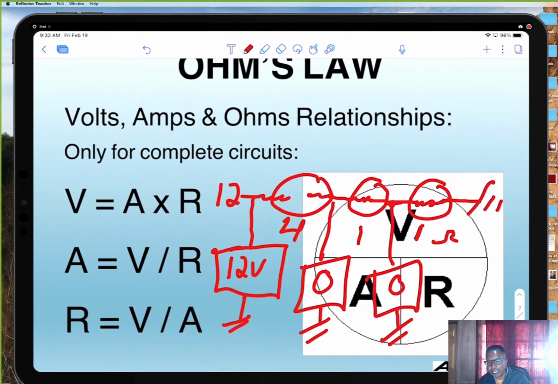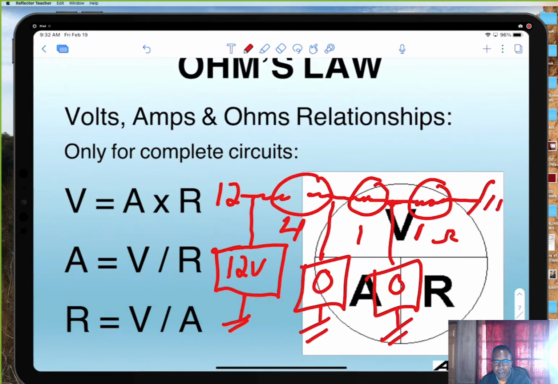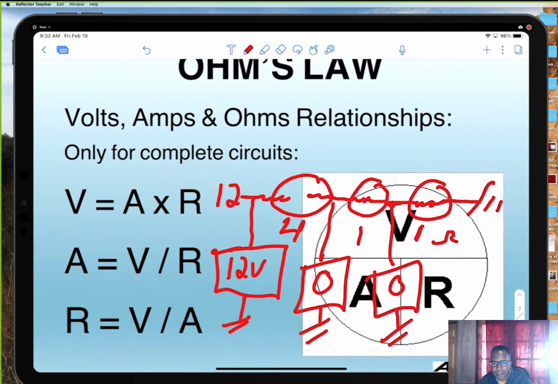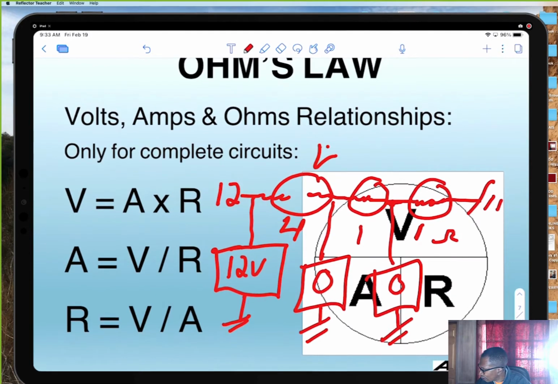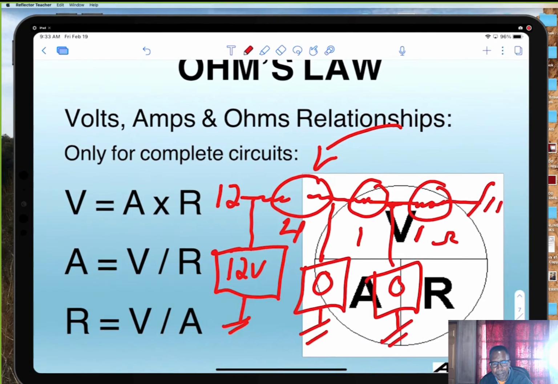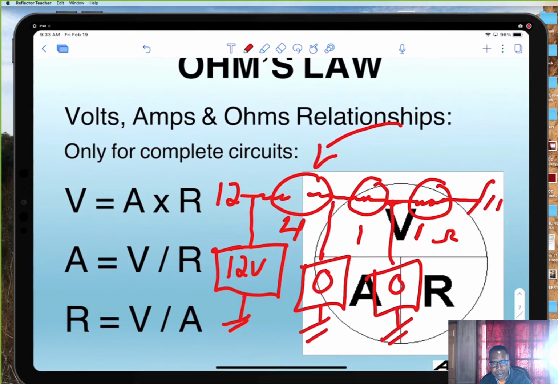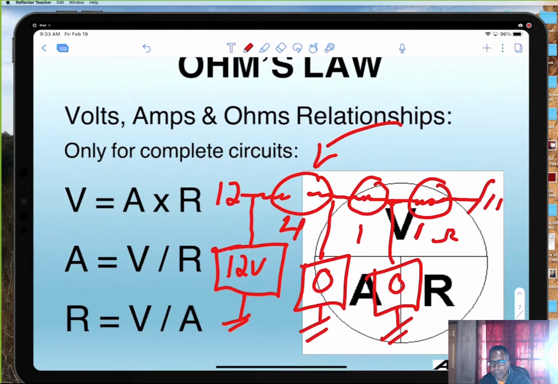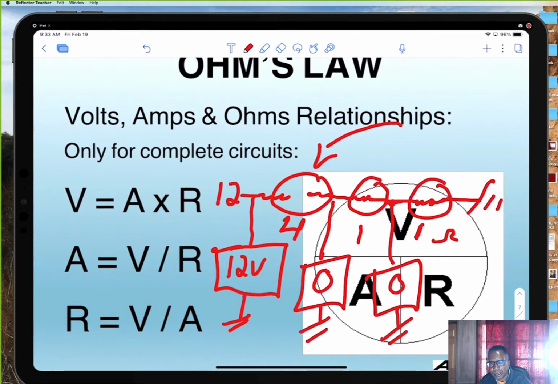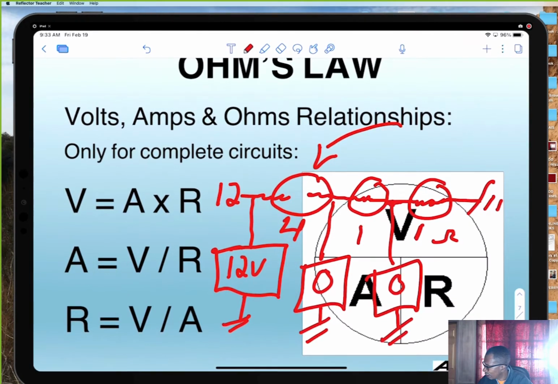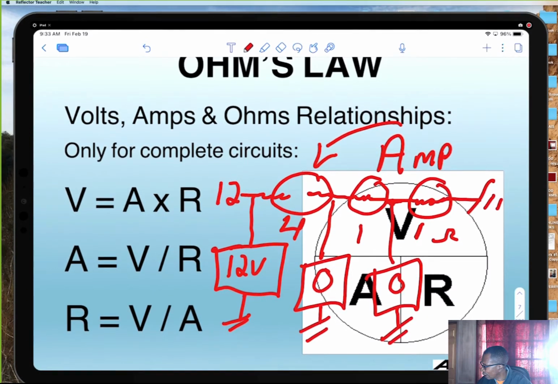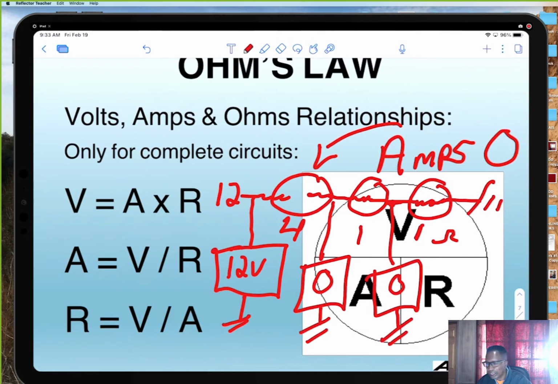Zero and zero here, right? Because it is open. That's an open circuit right there. I'll have voltage there, 0 and 0. What would the amperage be on this circuit? The amps will be 3, 1... no, 0.